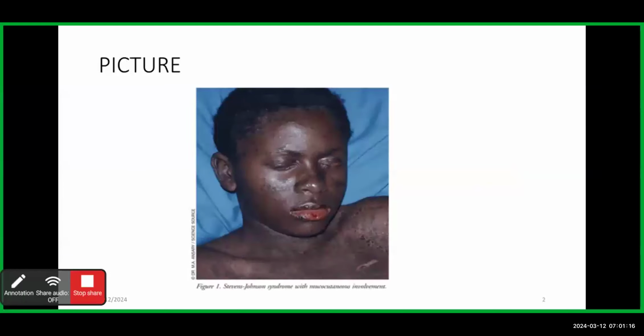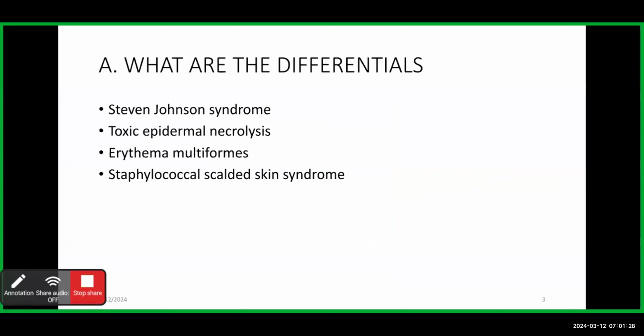So I got a similar picture from the net. We could see the oral ulcerations, and if you look at the left side, we'll see an ulcer there and those skin lesions. So what are my differentials? My differentials are, one, Stevens-Johnson syndrome. Two is toxic epidermal necrolysis. The third one I consider is erythema multiforme, and the fourth one I consider is staphylococcal scalded skin syndrome.